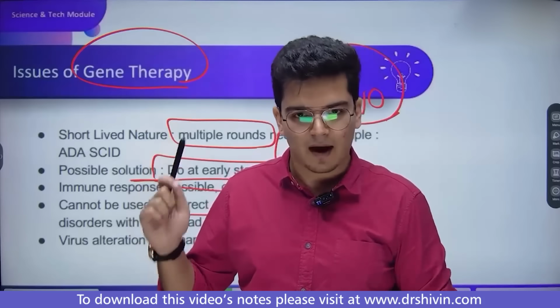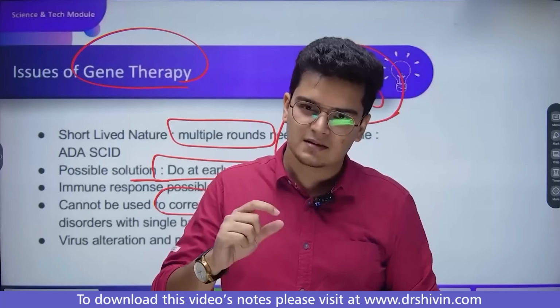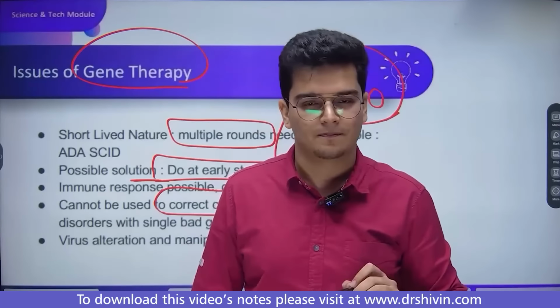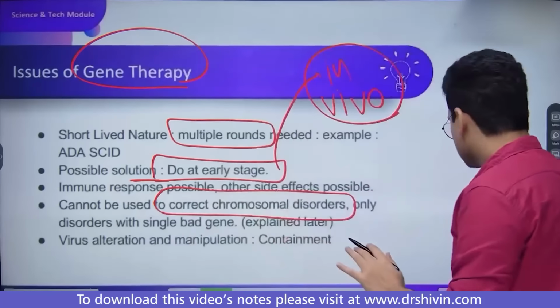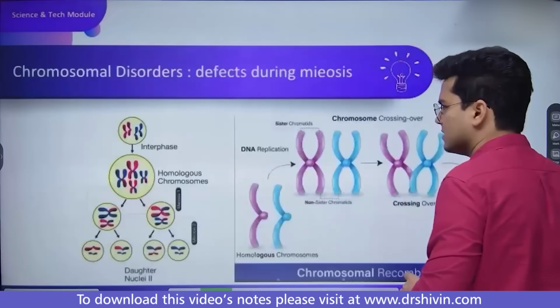एक हमने देखा spinal muscular atrophy. उसमें क्या कर रहे थे? उसमें we were using virus inside the body. What will that be called? In vivo gene therapy. Okay, so I hope this much is clear to you. Issues हमने देख लिए. This is done, same slide है.